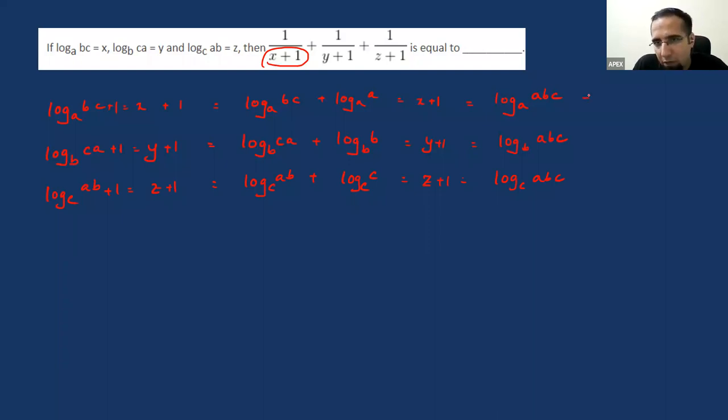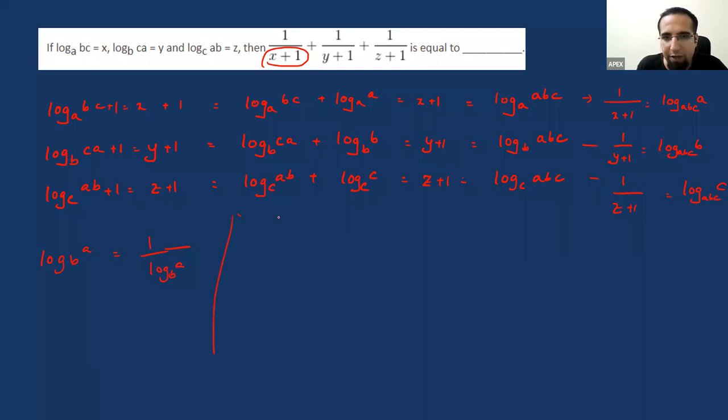Now this is x plus 1. So can I say from here, 1 by x plus 1 will be equal to log a base abc, because what are we applying here, guys? We are applying log a base b is equal to 1 by log b base a. Clear? So if I write 1 by log b base a, therefore this also gives me 1 by y plus 1 is equal to, if I inverse this, this again becomes log b to the base abc. And if I write this as 1 by z plus 1, I'm inversing this, this becomes log c to the base abc. Now if I'm adding all of them, what do I get?